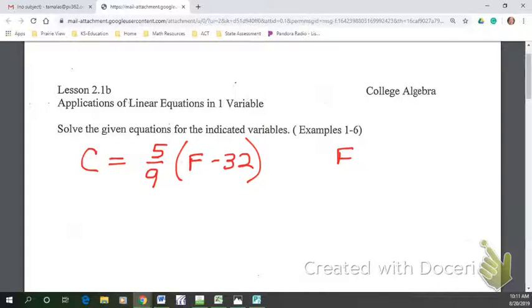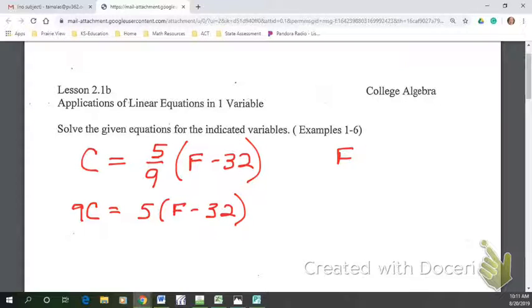Multiply by 9. So get rid of the 5/9, or even get rid of the fraction. How would I get rid of the 9? Multiply both sides by 9. So if I multiply both sides by 9, I'm going to have 9C equals 5 times F minus 32. Okay, what now?